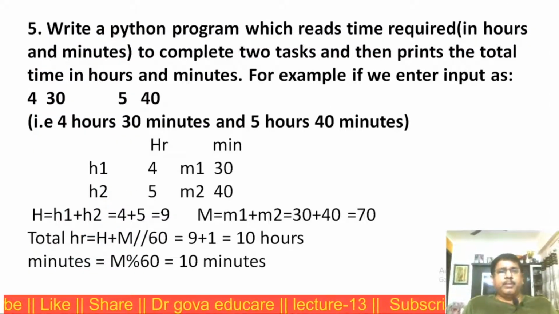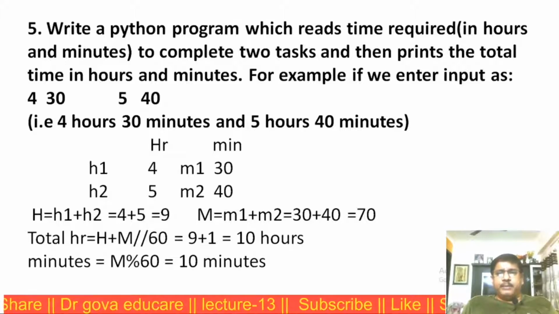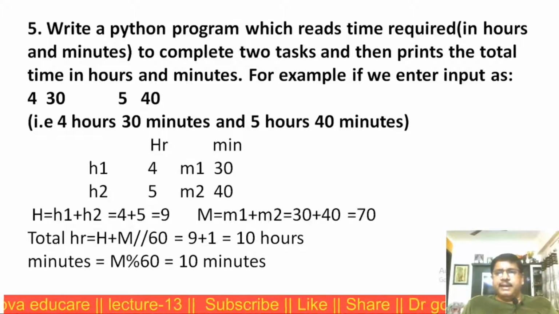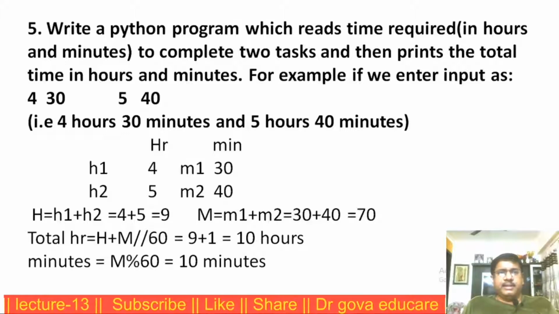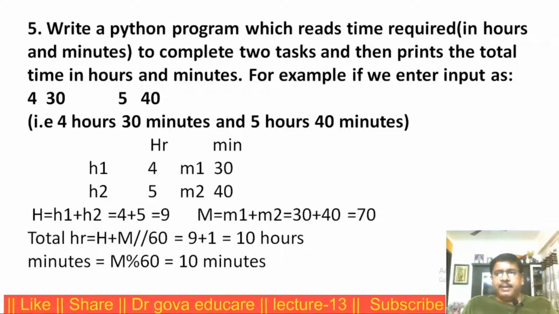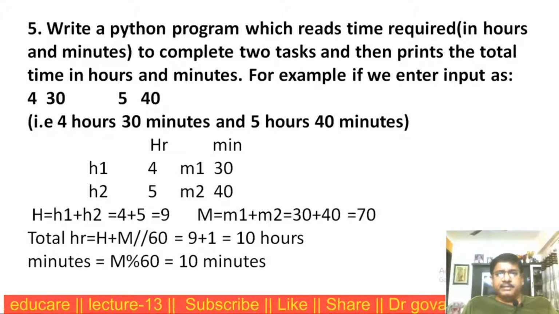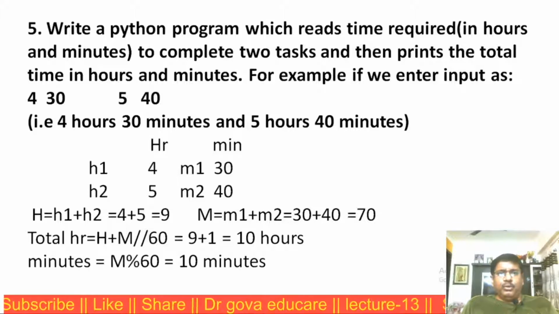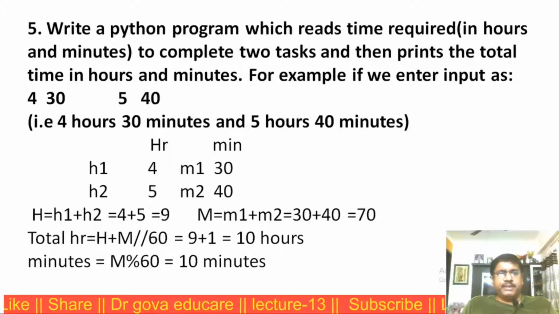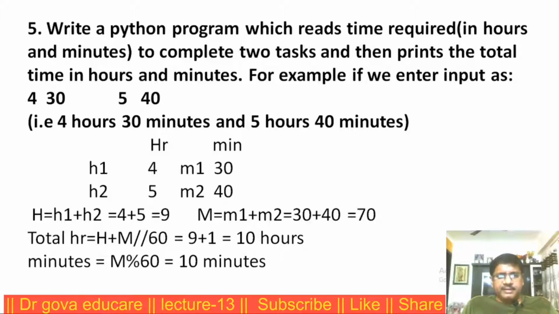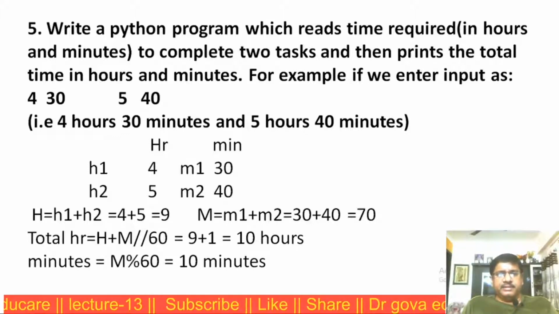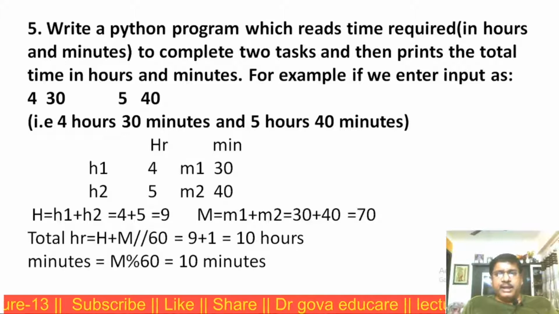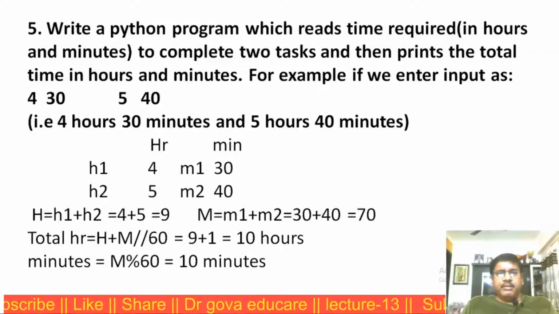Now the fifth program, write a Python program which reads time required in hours and minutes to complete 2 tasks and then prints the total time in hours and minutes. Say for example, if we enter input as 4 hours 30 minutes for the first task, for the second task 5 hours 40 minutes. Now I want to calculate the total time in hours and minutes.